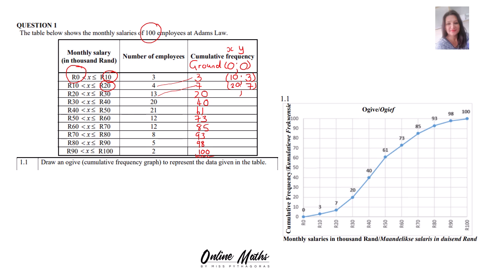Can you see? Here I grounded my cumulative frequency. It has to be grounded. And then the first point is the coordinate 10, 3. Here you can see 10, 3, and the second one 20 and 7, etc. Then you have to label your y-axis, that's cumulative frequency, and label your x-axis, that's the monthly salary. And then you can see that your ogive is a smooth S-curve. So there's your ogive.